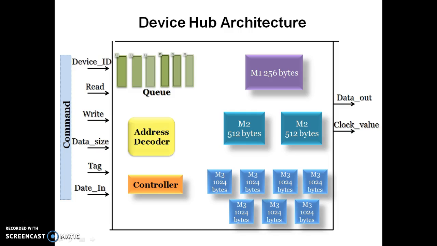Our hub is divided into 6 blocks of memories. One memory of type M1, 2 memories of type M2, 7 memories of type M3. The memory M1 has a capacity of 256 bytes. The memory M2 has a capacity of 512 bytes, and the memory M3 has a capacity of 1 kilobyte. Apart from these 3 memories, we have made use of 6 16-bit buffers to implement a request queue.